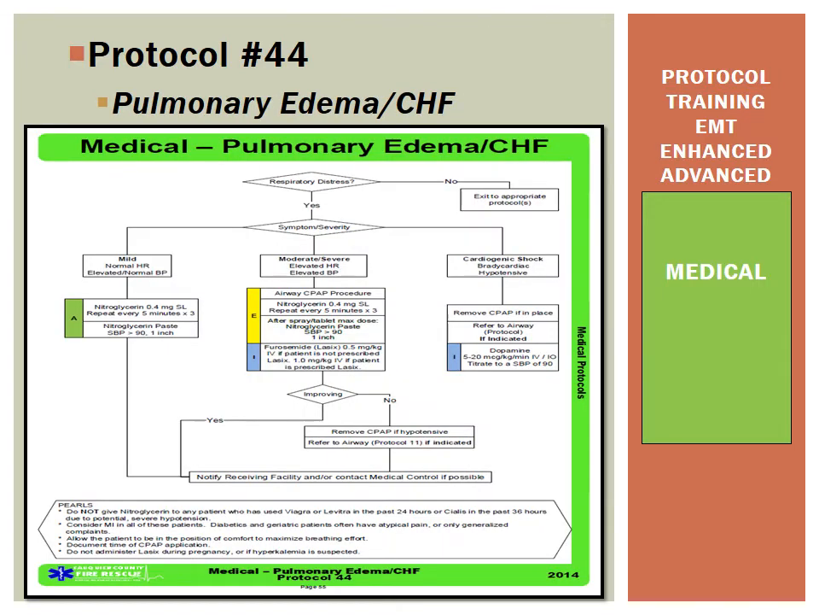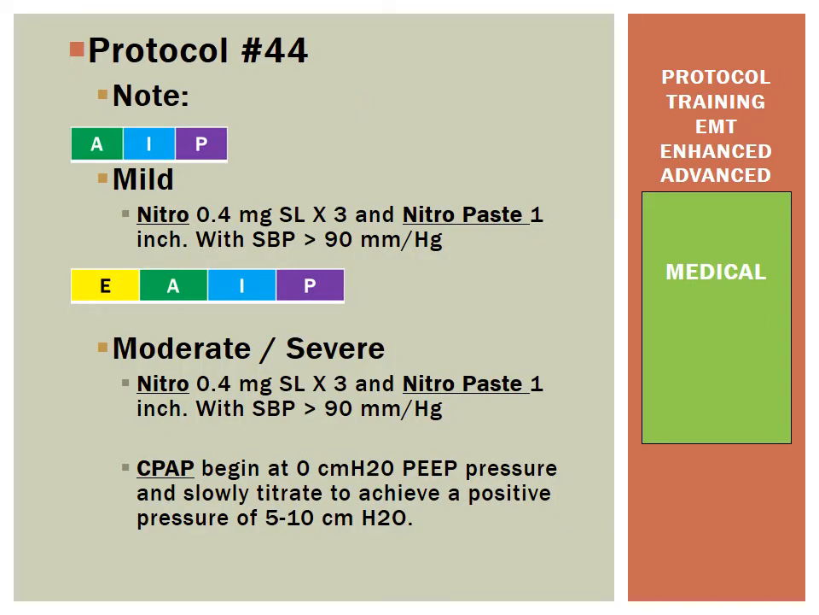Okay, Protocol 44 is our pulmonary edema CHF protocol, and it is broken down between mild, moderate, severe, and cardiogenic. We're going to go over this protocol. Okay, so for those patients that are presenting with a mild pulmonary edema or CHF, for our advanced providers, they're going to start treatment with nitroglycerin at 0.4 milligrams sublingual times 3 every 5 minutes, and nitro paste 1 inch.